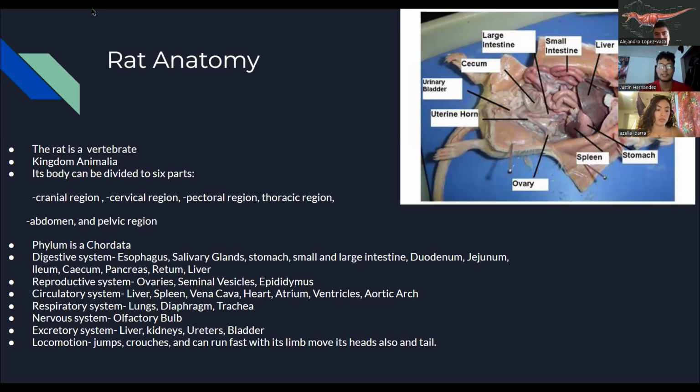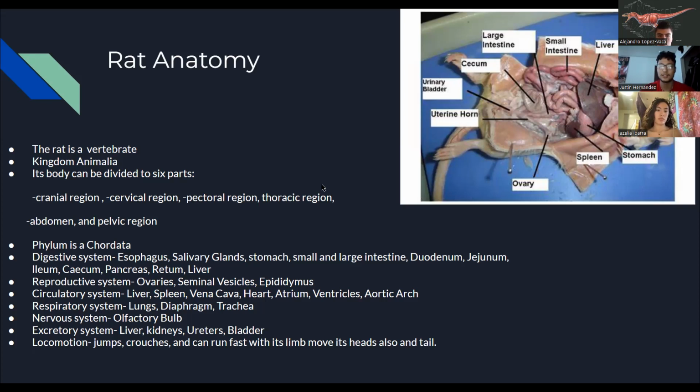Its locomotion is that it jumps, it crouches, and can run fast with its limbs and move its head, also its tail. And as you see in the picture, we see the liver here, the small intestine, the large intestine, the cecum, the urinary bladder, the uterine horn, the ovaries, the eggs, the spleen, and the stomach.